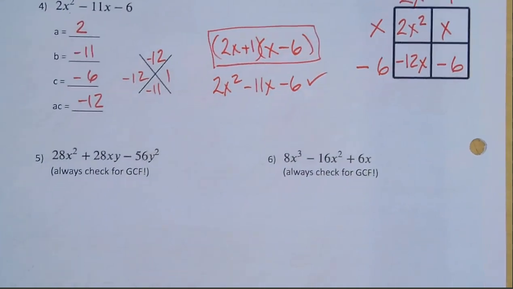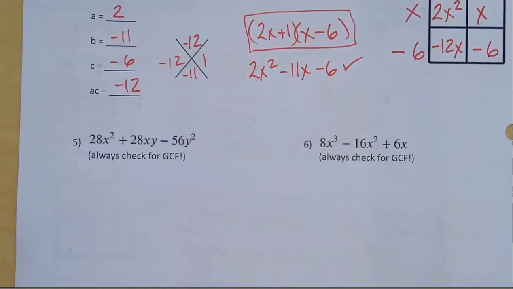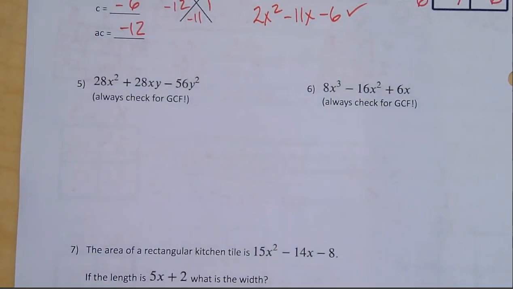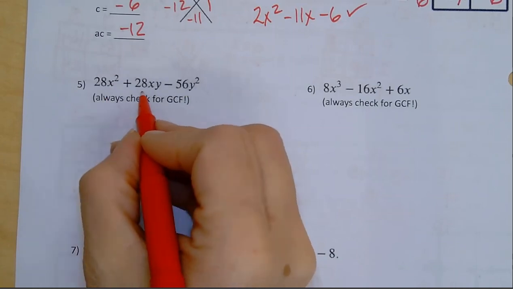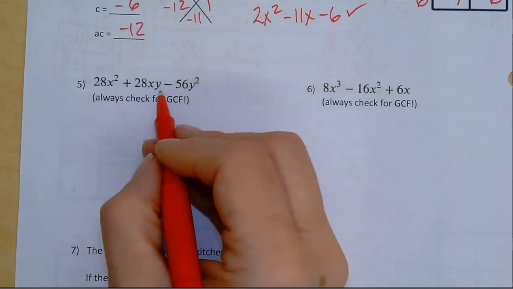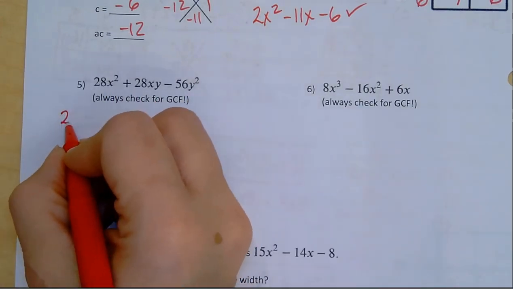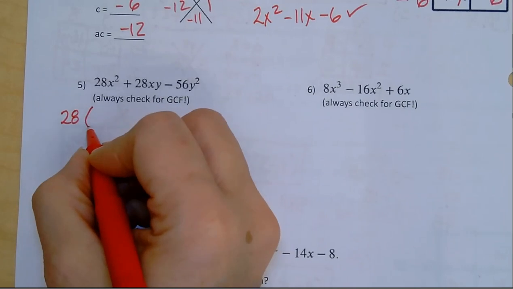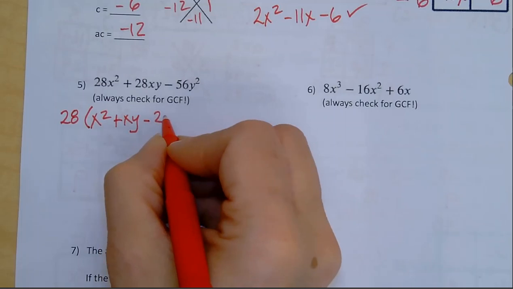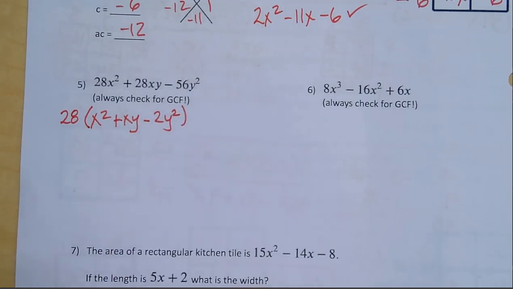Okay. All right. Now this time, just for the purposes of this video, I have given you a reminder that you want to check for a greatest common factor first. Always do that. 28x squared plus 28xy minus 56. Well, I think I can take 28 out. But that's it. So I'm going to say this is all 28 times x squared plus xy minus 2y squared. Does that make sense? Okay.